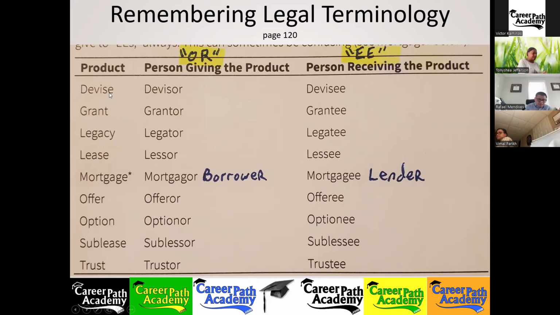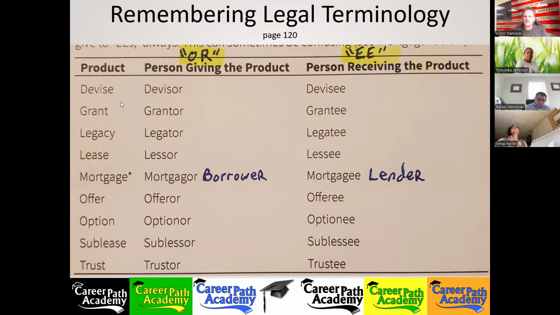Like devise. Devise is when you leave a property to someone in a will. So the devisor is the one that's leaving that property. That's the person who makes the will, and the devisee is the one named in the will to receive it, whatever it is they're leaving to you.